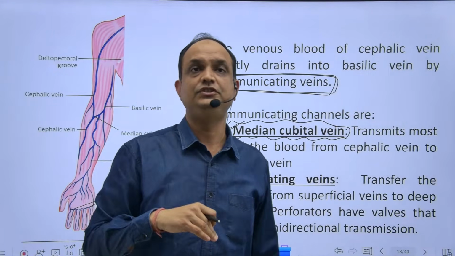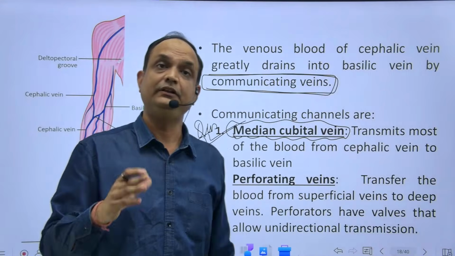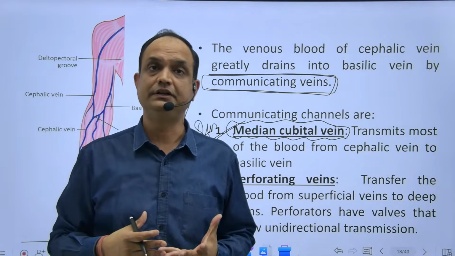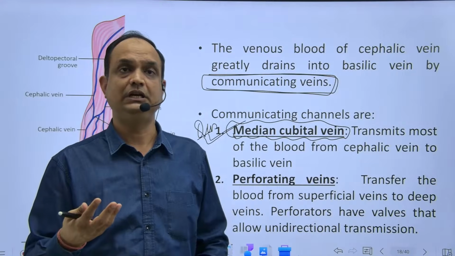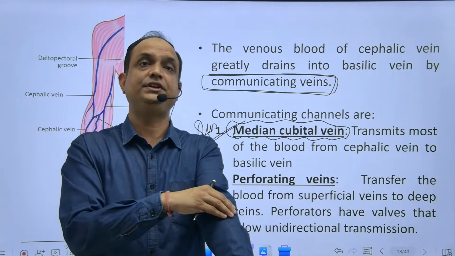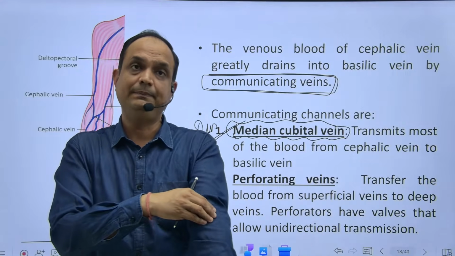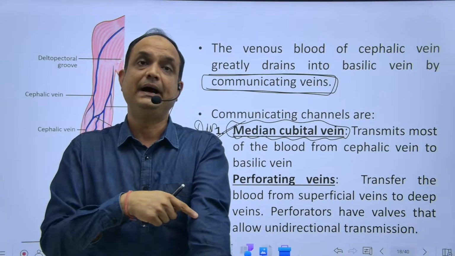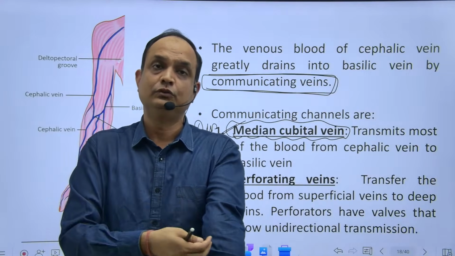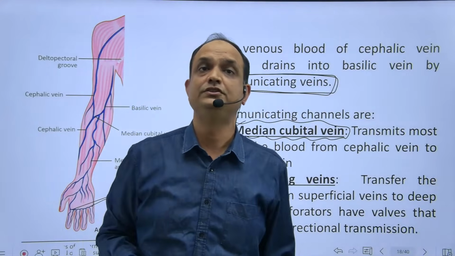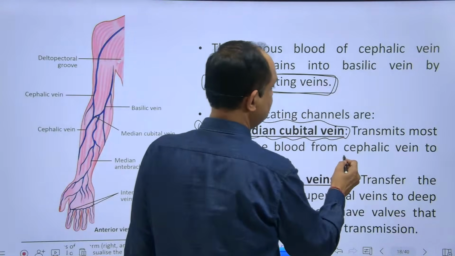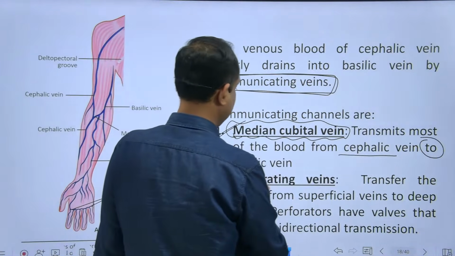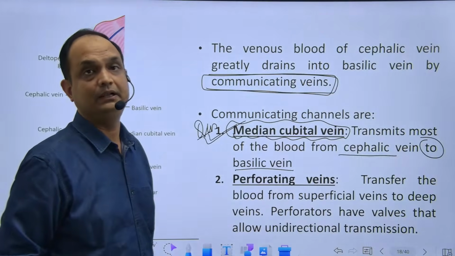Why? Because initially I told you that the basilic vein is more efficient in venous return because it becomes deeper earlier. So physiologically, the major blood which is drained by the cephalic vein bypasses towards the basilic vein by the connection between them, so that more of the blood will reach the heart as early as possible. So that connection from cephalic to basilic is known as the median cubital vein.